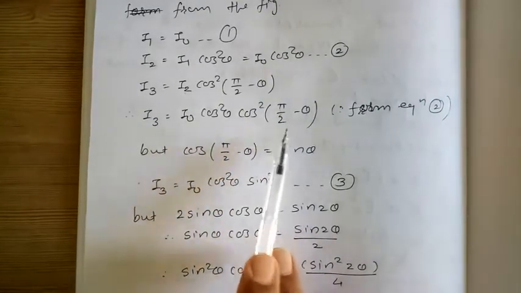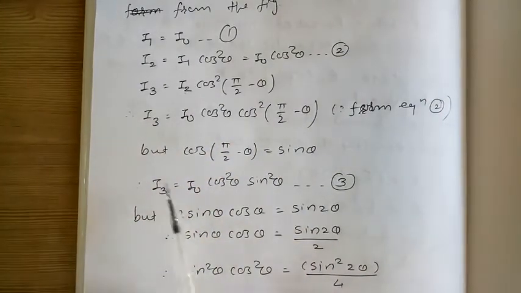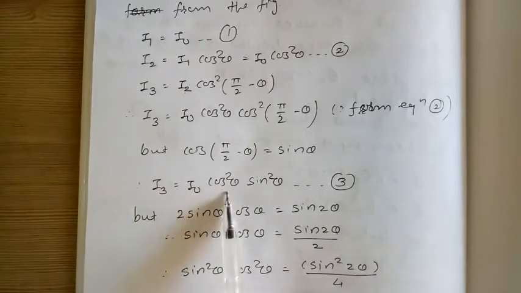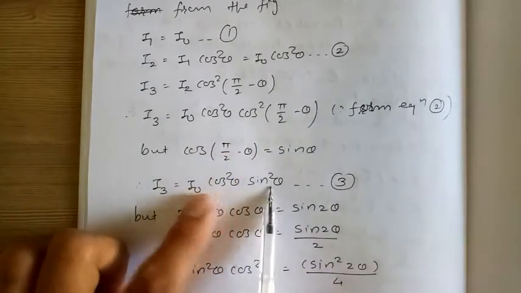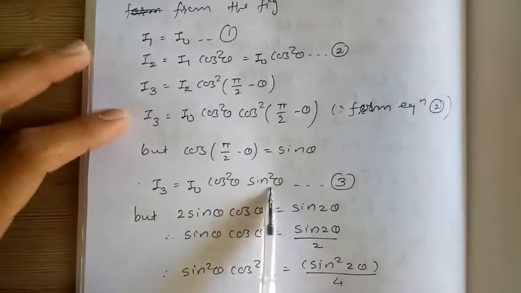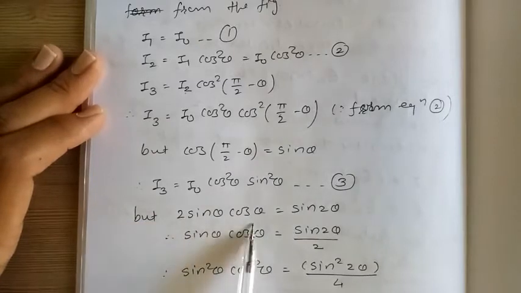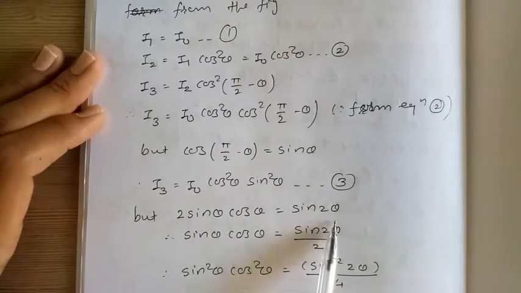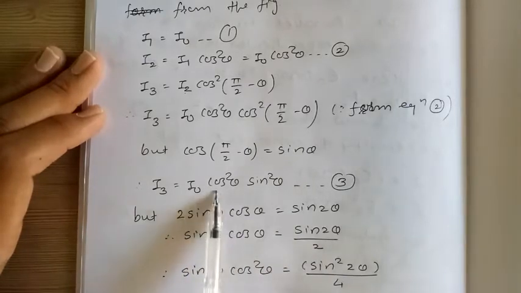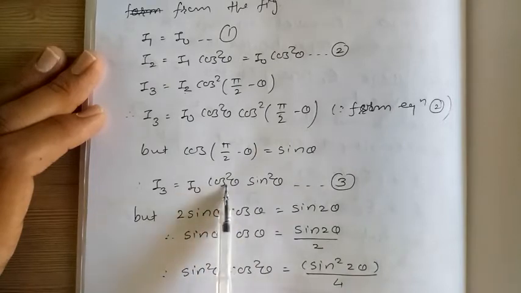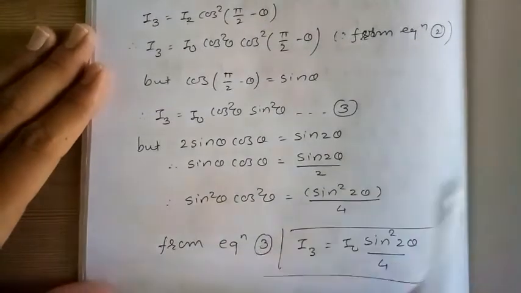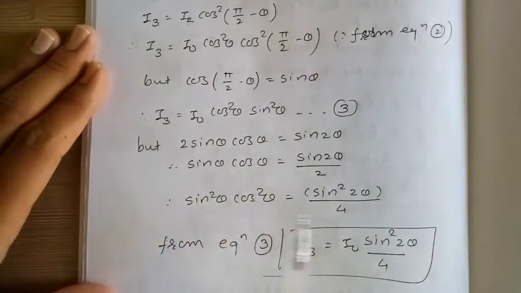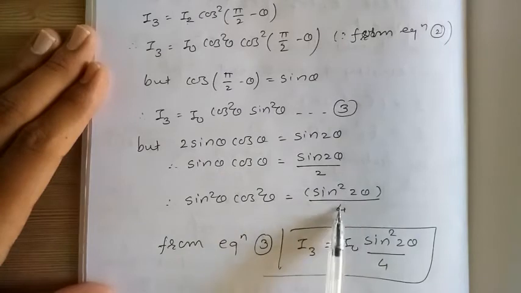But cos pi by 2 minus theta is sin theta. So I3 is equals to I0 cos square theta sin square theta, since cos square pi by 2 minus theta is sin square theta. But in trigonometry, you know that 2 sin theta cos theta is equals to sin 2 theta. So sin theta cos theta is sin 2 theta by 2. But we have to find out the value of sin square theta cos square theta. So as we take the square on both sides, sin square theta cos square theta is equals to sin square 2 theta upon 4.